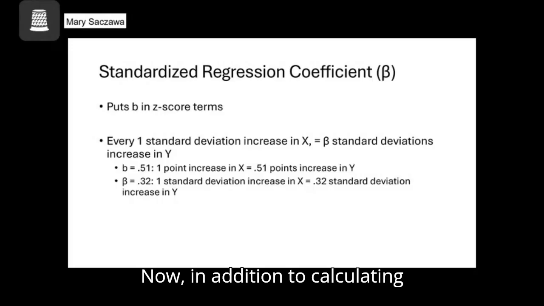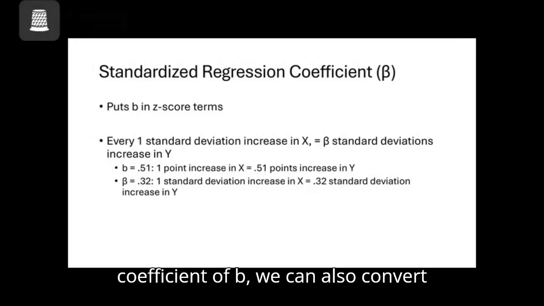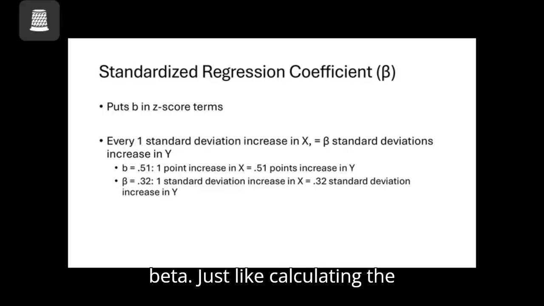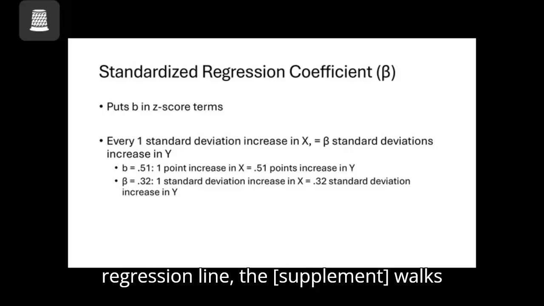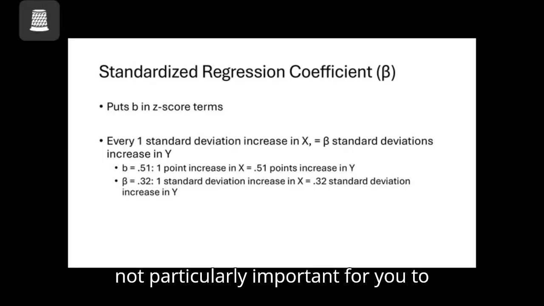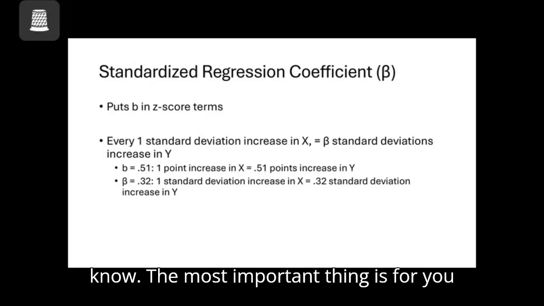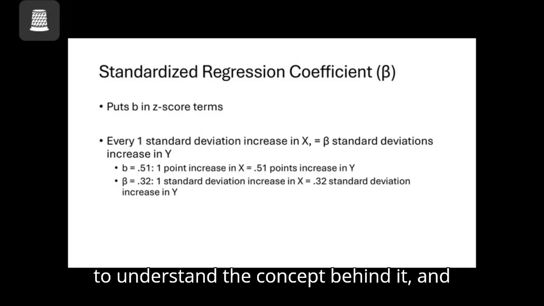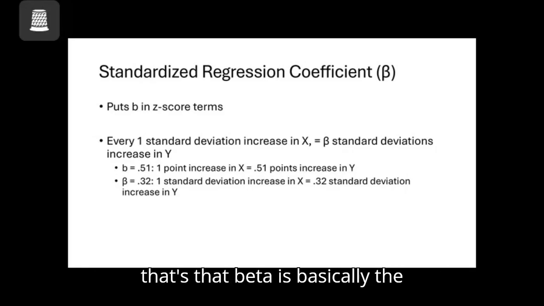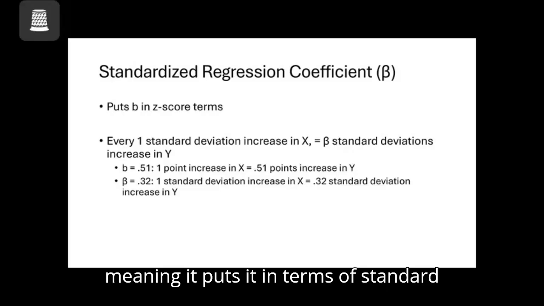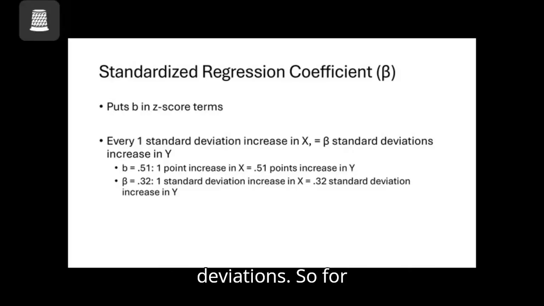Now, in addition to calculating that unstandardized regression coefficient of B, we can also convert this into a standardized value known as beta. Just like calculating the regression line, the book walks you through this formula, but again, it's not particularly important for you to know. The most important thing is for you to understand the concept behind it. And that's that beta is basically the z-score version of B, meaning it puts it in terms of standard deviations.